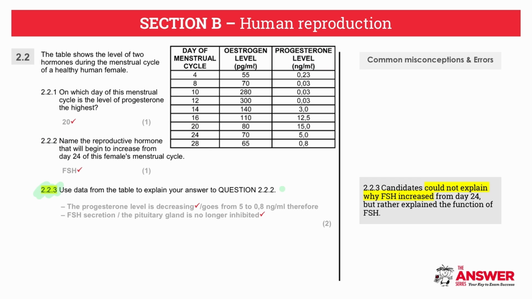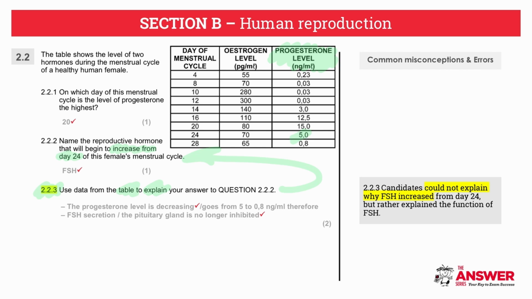Question 2.2.3 now basically asks us to put our reasoning to paper, right? Use the data on the table to explain how you got to that answer. How do you know FSH is actually going to be the one that increases from day 24? So the only thing we have in the table to go with is progesterone and estrogen. Progesterone is the hormone that inhibits the pituitary gland, because it's pro-pregnancy, that's how I always think of it. Progesterone is the pro-pregnancy hormone. As long as its levels remain high, your body is hopeful of a pregnancy happening.